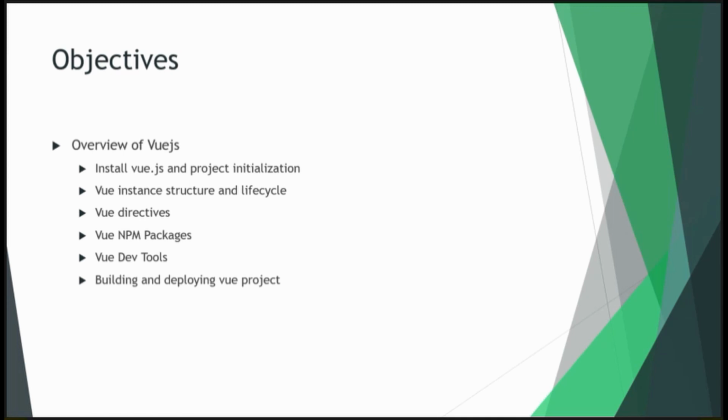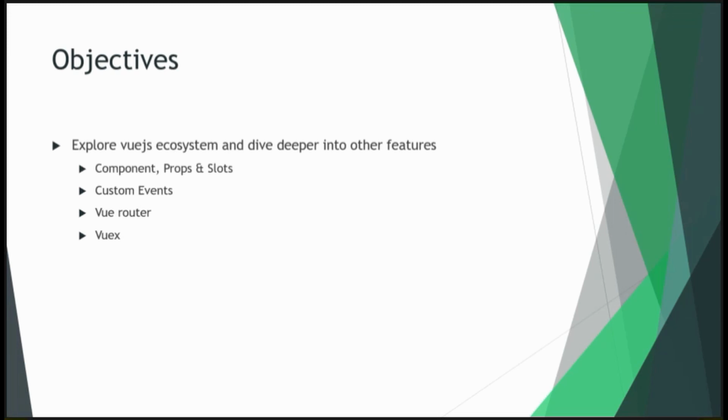And this overview is going to be a crash course. And then once we are done, and you have a bigger picture of what Vue.js is, then we will continue with exploring further. So then our second objective is going to be exploring the Vue.js ecosystem and then diving deeper into other features. And these are some of the features in the ecosystem that we're going to look at. We have components, we look at component props and slots. We also talk about custom events, we look at Vue Router, Vuex, and as we progress with this tutorial, any other features that we may think might be very important to look at, then we look at as we advance in this video tutorial.